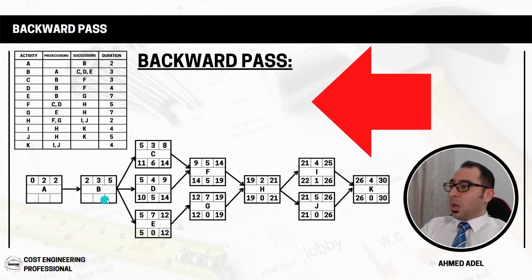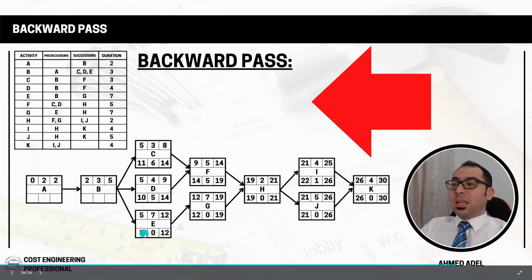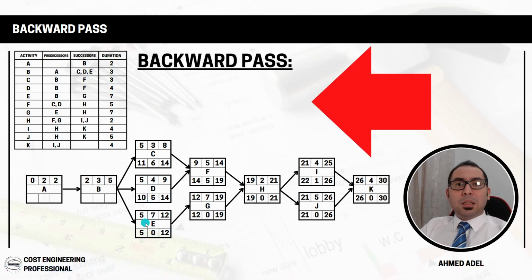Okay, now let's go to activity B. This is a very important point now. Activity C, the late start is 11. Activity D, the late start is 10. Activity E, the late start is 5. And these three activities can start only when activity B is completed. So if I take the 11 here, and say that for me there is no problem if activity B ends on 11, then activity E will start also on 11, because I need activity B to finish in order for these three activities to start.